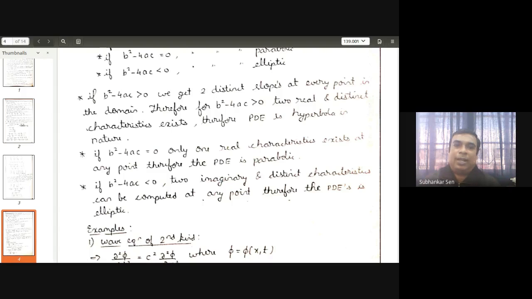If b square minus 4ac is 0, then it is a parabolic partial differential equation. So we say that only one real characteristic will exist. So b square minus 4ac greater than or equal to 0, the first condition and the second condition, will represent that we are dealing with a marching problem. What is a marching problem? In a marching problem, we will be given the initial condition. Knowing the initial condition, we travel in space or time to get the new solution.